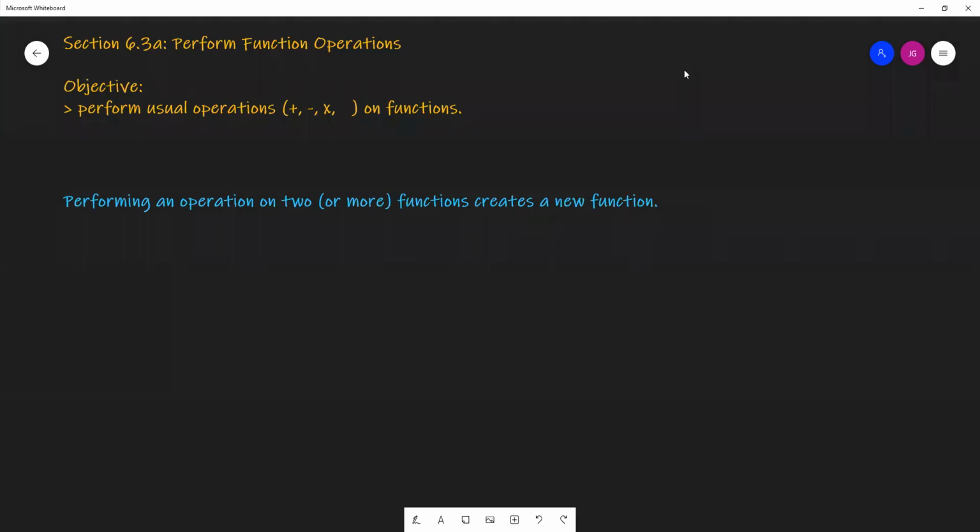Algebra 2, welcome back. Here's 6.3a. Okay, we're going to separate 6.3 into two sections. The first section is A, perform function operations. So our objective is to do exactly that.